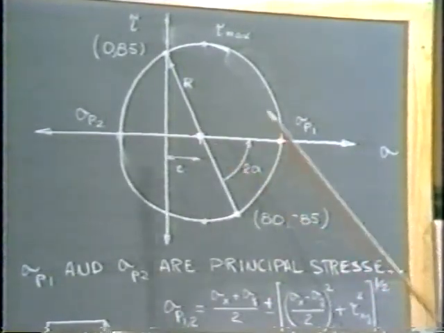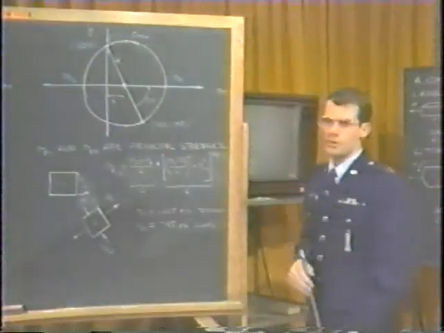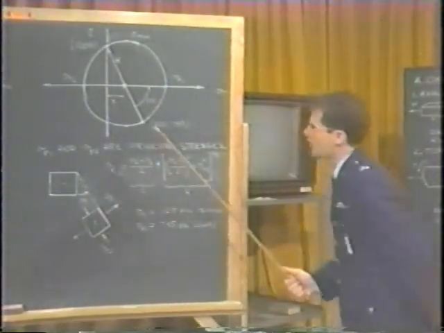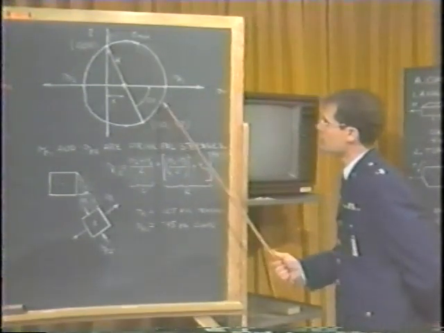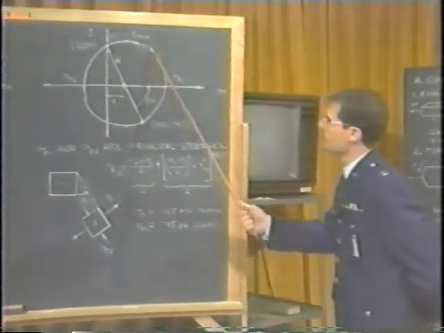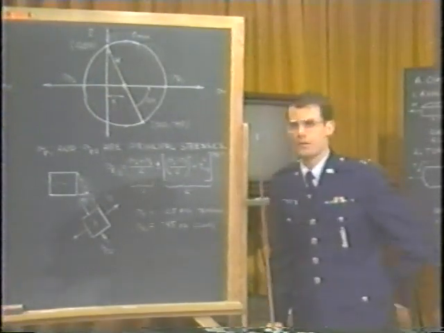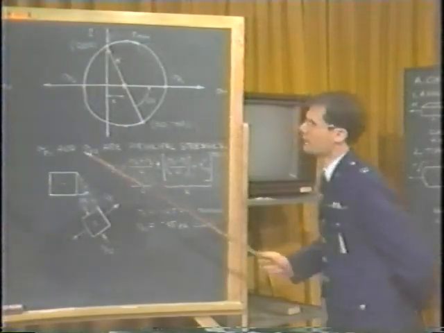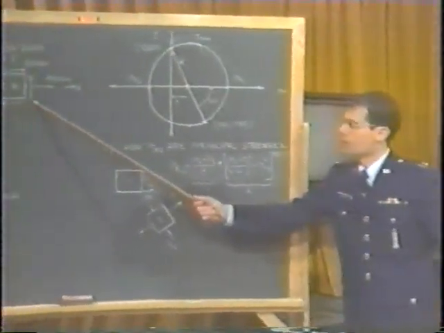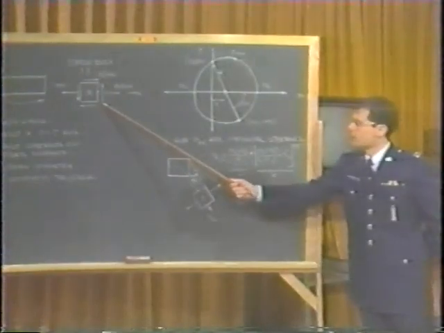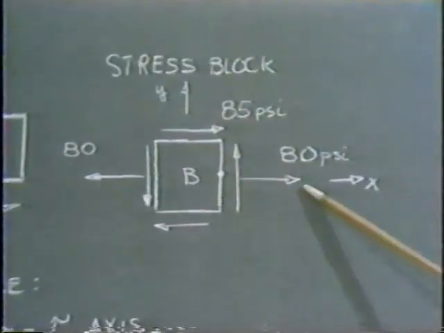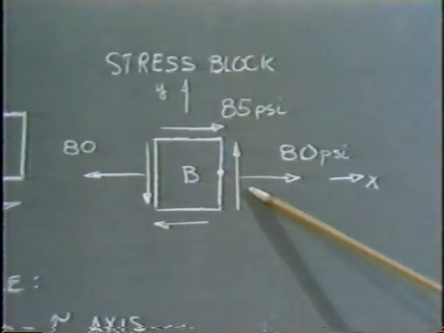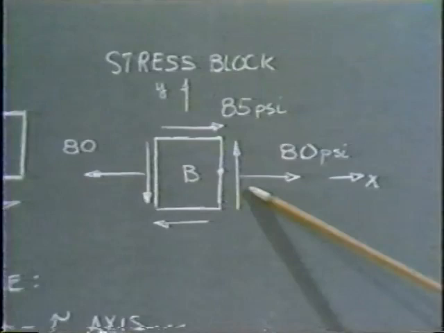Now it's important to realize the way in which Mohr's circle can be used. And here's the rationale. The points, or the coordinates of various points around this circle, represent the state of stress at various locations in our stress block. For example, we found that the vertical face over here experiences a stress of 80 pounds per square inch normal stress, and a shear stress of 85 pounds per square inch due to shear.